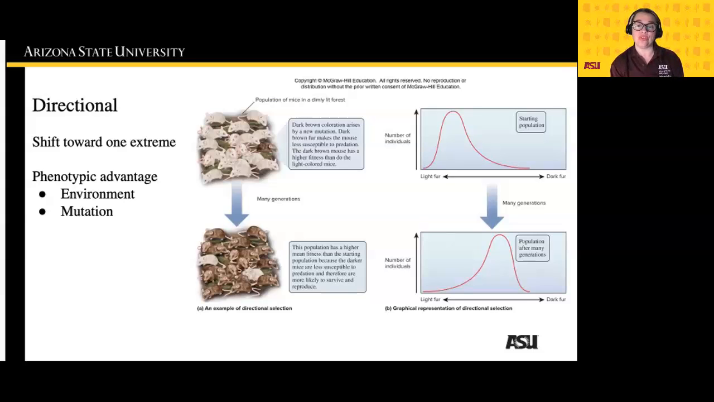In this example, the mice are in a dimly lit forest. The brown mutation for mice arises, and suddenly the brown mice are conveyed the selective advantage. This shifts the reproductive success toward the dark phenotype instead of the normal population.